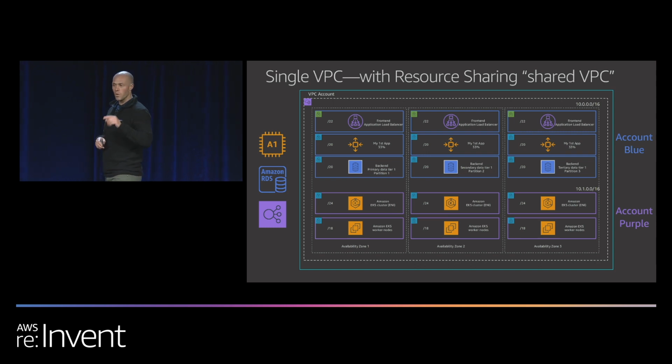Now, I will mention that you can share a single subnet with multiple accounts. In this example, I'm not showing that, because what I'm showing here is that I wanted segmentation. I wanted to treat this as a multi-tenanted environment, and I'm going to create complete isolation between the two with network ACLs.